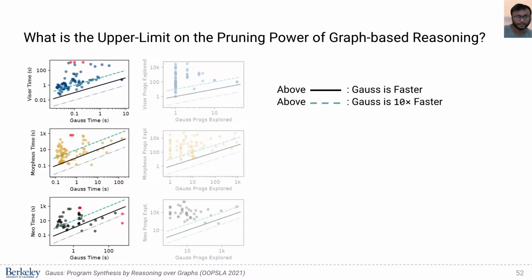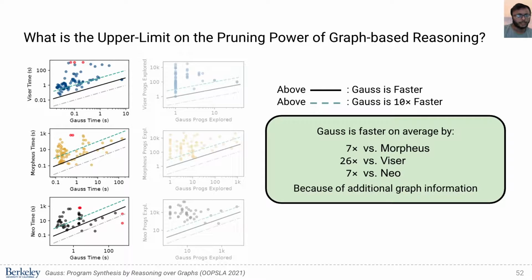First, we look at the synthesis times. There are three graphs, one for each tool. The x-axis is the time taken by Gauss, and the y-axis is the time taken by the tool being compared against. The dots correspond to individual benchmarks, and dots above the gray-black line indicate that Gauss is faster than the respective tool, and those above the green dashed line indicate that Gauss is more than 10 times faster than the tool being compared against. On average, we find that Gauss is 7x, 26x, and 7x faster than Morpheus, Weiser, and Neo respectively, and this is solely because of the additional pruning power that is coming from Gauss and the additional graph information that is present in the spec.